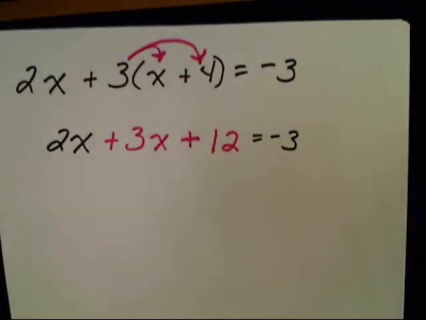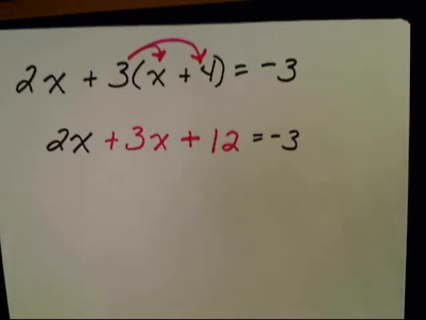Now, after we get rid of the parentheses, we may notice that we have some like terms. If we have like terms on the same side of the equal sign, we just add them the way they are. If we have like terms on opposite sides of the equal sign, to get them together, we have to do the opposite or the inverse operation. The inverse of addition is subtraction. The inverse of subtraction is addition. Similarly with multiplication and division, they are inverses of each other.